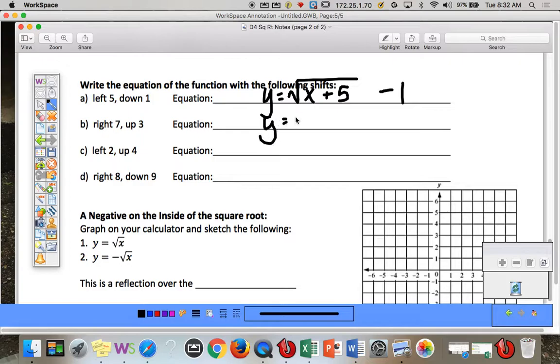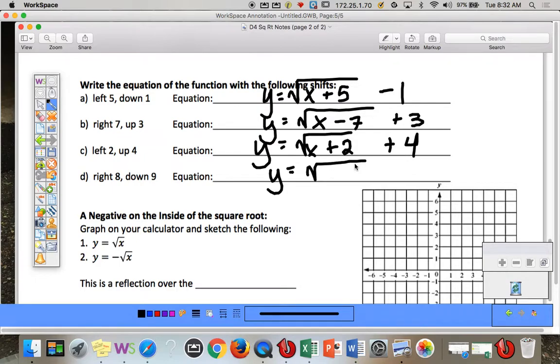Right would be the square root of x minus 7. Up 3 would be plus 3. Left 2 would be y equals the square root of x plus 2. And then up 4 plus 4. And then right 8, square root of x minus 8. And then down 9 minus 9. So the same rules apply as that we've seen earlier in the unit.